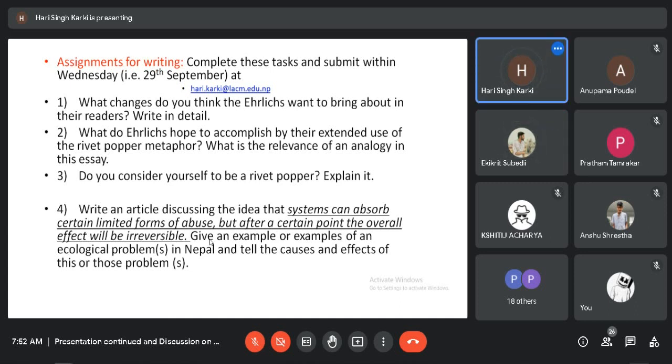By the systems that can absorb certain limited forms of abuse, do you mean organizations that stop such activities, global warming and all? Oh yes, thank you for this great concern. Here it means ecosystems can absorb.